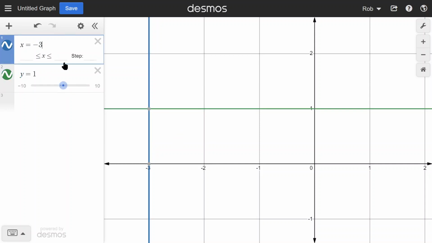And again, where do you think they intersect? If it's called x equals minus 3 and y equals 1, they intersect at minus 3, 1. My goodness, I've seen hundreds, thousands of students just not get that.